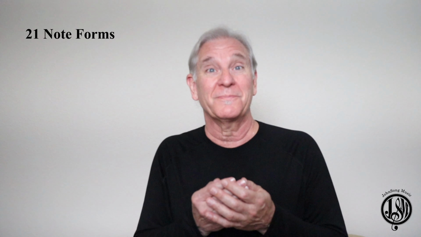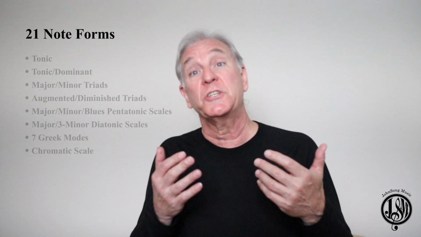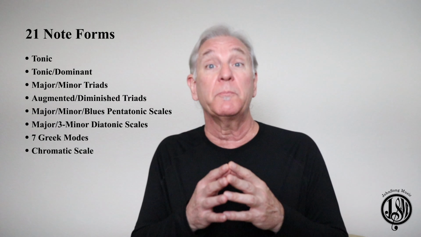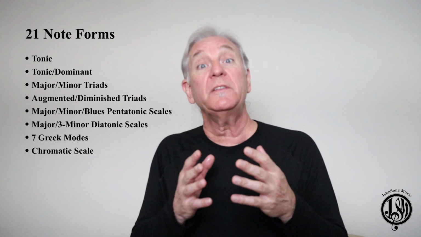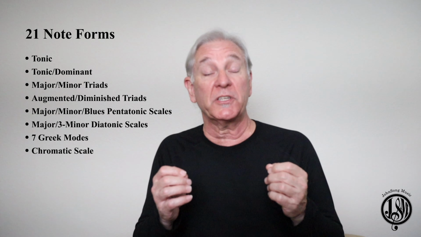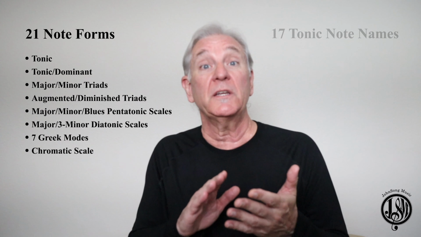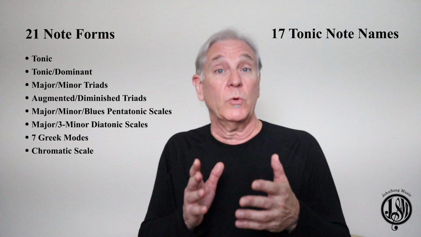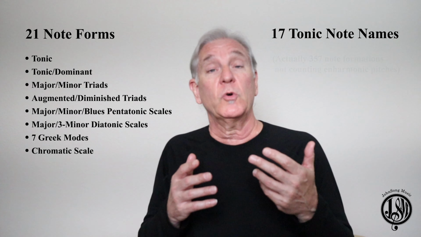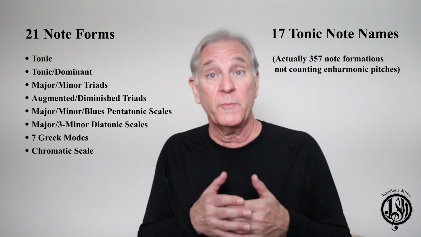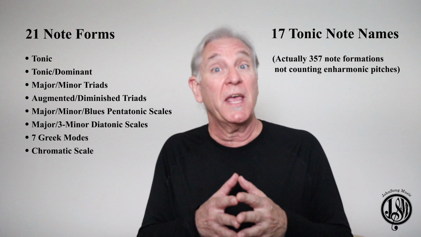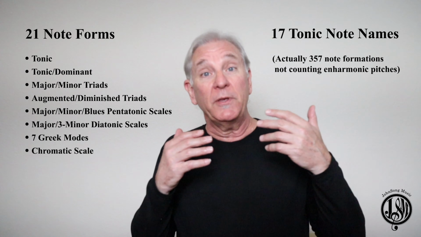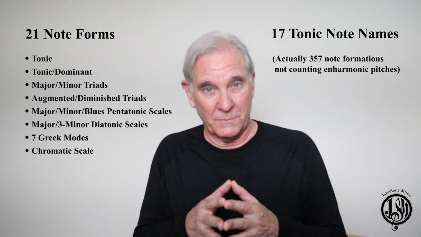If you count all the forms in the tonal pyramid, you come up with 21 different note formations. This includes the augmented and diminished triads and the 7 Greek mode forms. Counting the enharmonic pitches in the chromatic scale, you come up with 17 different tonic note names. So 17 note names times 21 note forms gives you a total of 399 note formations that the dedicated musician has to internalize fluidly and be fluent with at a moment's notice.